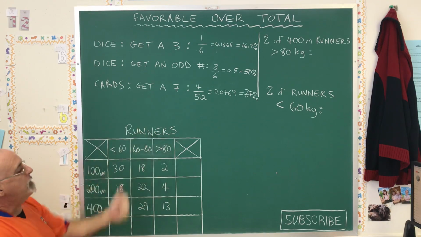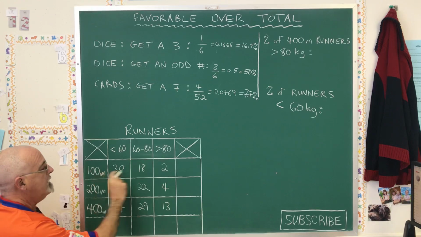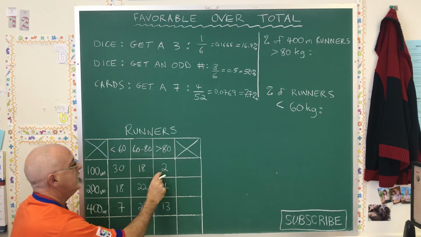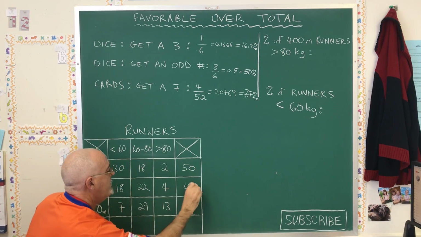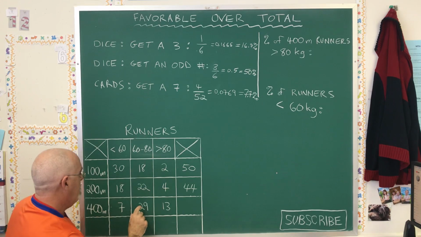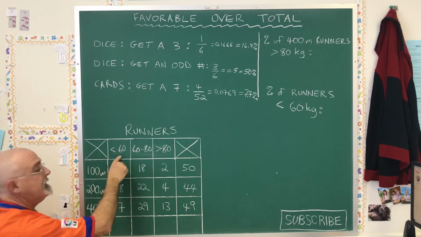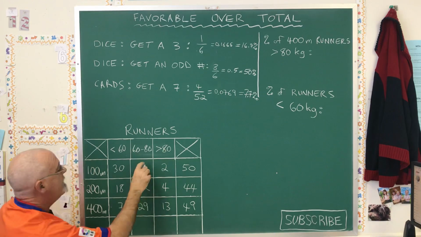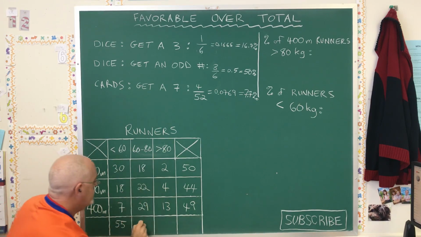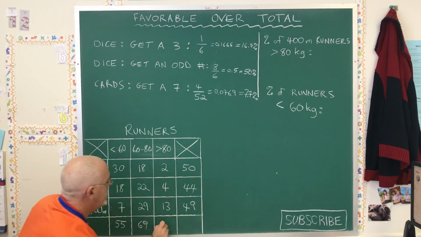In order to do favorable over total, it's going to be useful to know some totals. So I'm going to start adding them up. The total 100 meter runners is 30 plus 18 plus 2, there are 50 of them. 200 meter, there are 44, and 400 meter, there are 49. The total less than 60 kilogram runners is 55. The total between 60 and 80 is 69. And the total greater than 80 is 19.